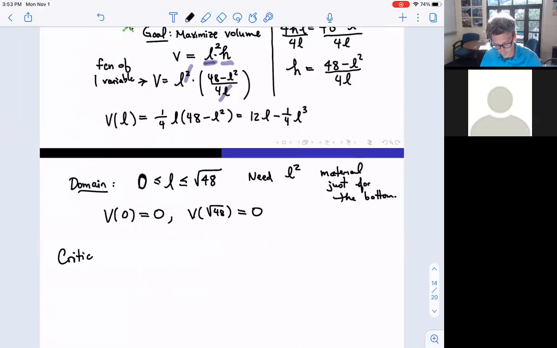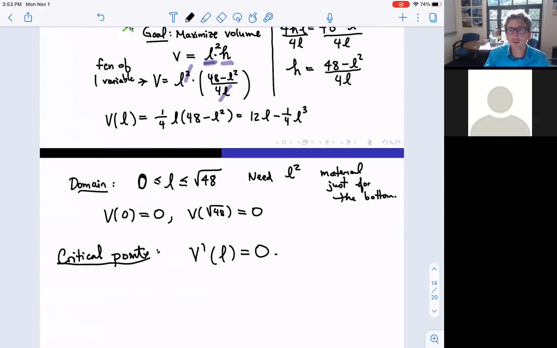So now we're looking for critical points. So these are going to be points where V prime of L is equal to 0 or undefined. But of course, our function is a polynomial. Its derivative will be a quadratic. That'll always be defined. The only thing that can happen is it might equal 0. And so if we do that, we're going to solve that.